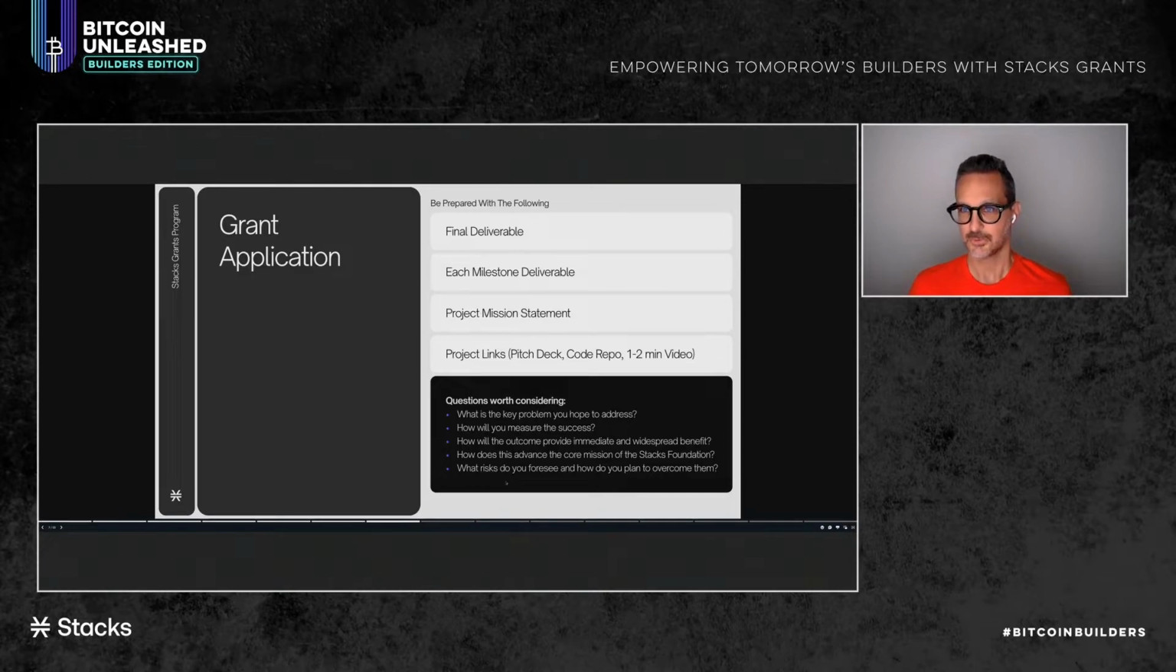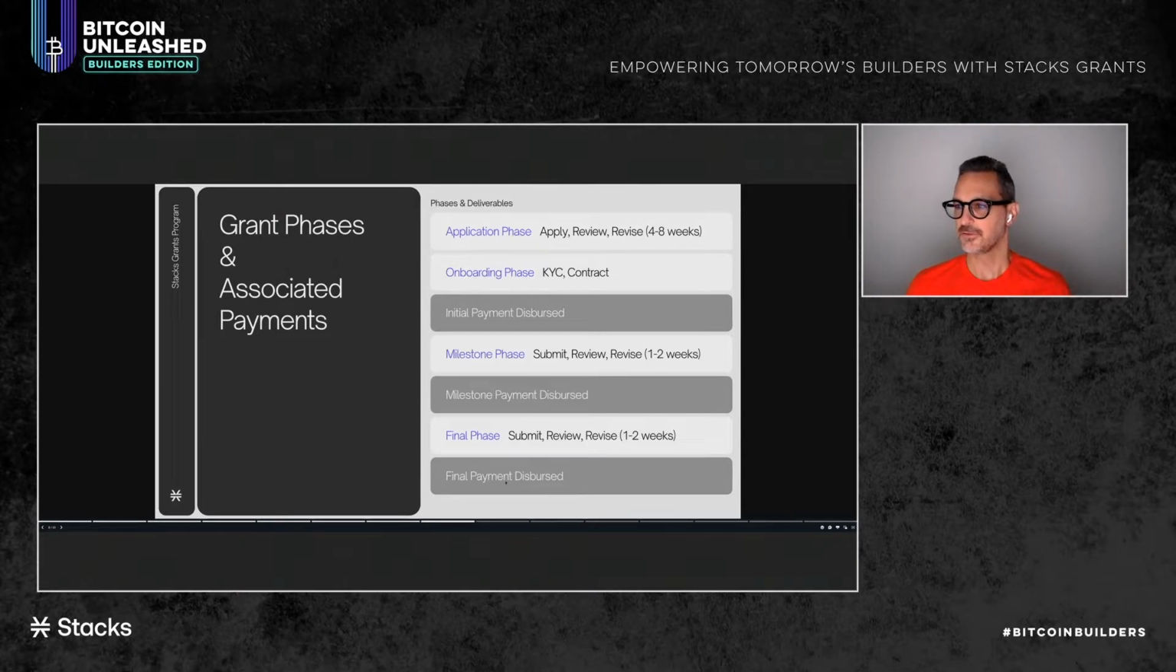You also want to help set your roadmap, and help us understand what those milestone deliverables are going to be to get from start to completion, and what your project mission statement is. Then provide anything you can as an attachment: a pitch deck, code repos, even a short video, links to community testimony supporting the idea that you're going to work on. And be cognizant of what the key problems are that you're hoping to address, how you plan to measure success, and what your plan is for community engagement throughout the process.